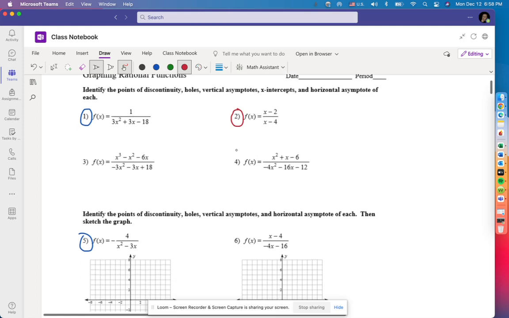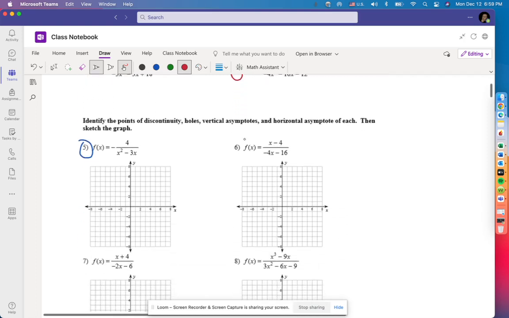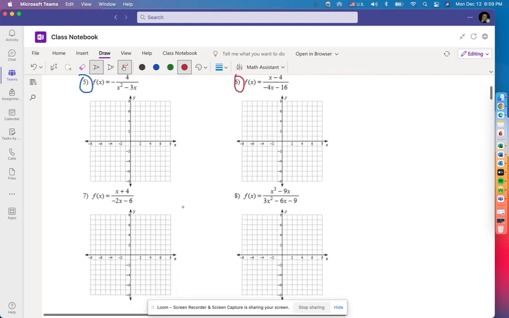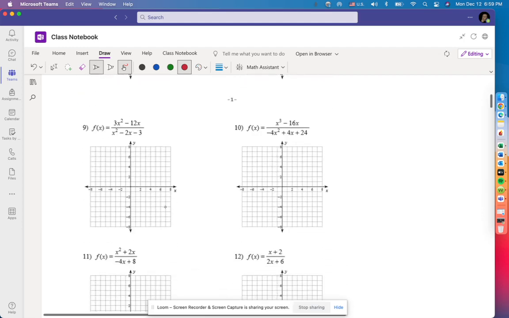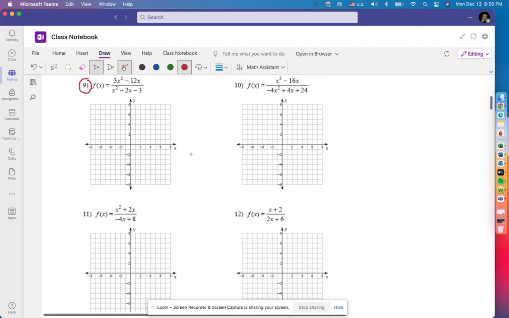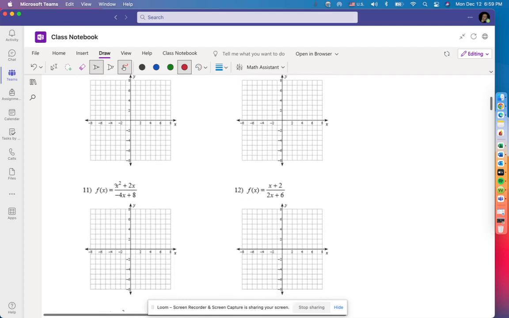Let's see. This one has a horizontal asymptote of 1 over negative 4. We're looking at the numbers in front, the leading coefficients. Let's keep looking. Number 6, leading coefficient, that's y equals 1 over negative 4, same as that. Number 7, type 2, has a horizontal asymptote of 1 over negative 2, or negative a half. Let's keep going. Here we go. That has a horizontal asymptote of 3. And this one has a horizontal asymptote of negative 1/4.